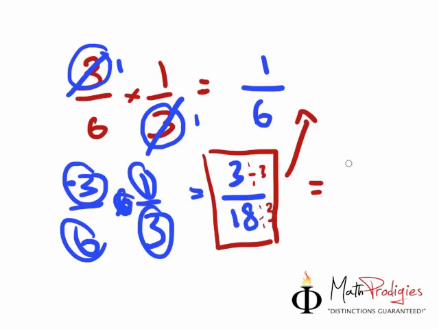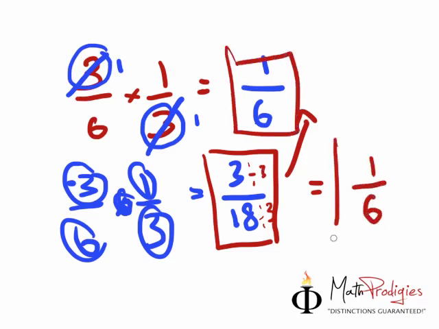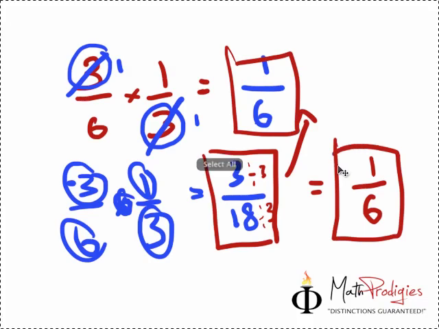Because they are multiples, you see. So 3 divided by 3 gives you 1. 18 divided by 3 gives you 6. And that is the answer. The same answer here and the same answer here. Got it? Alright, let's not confuse you so much.